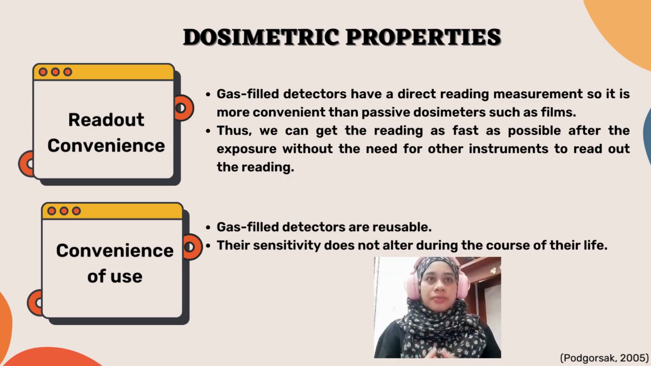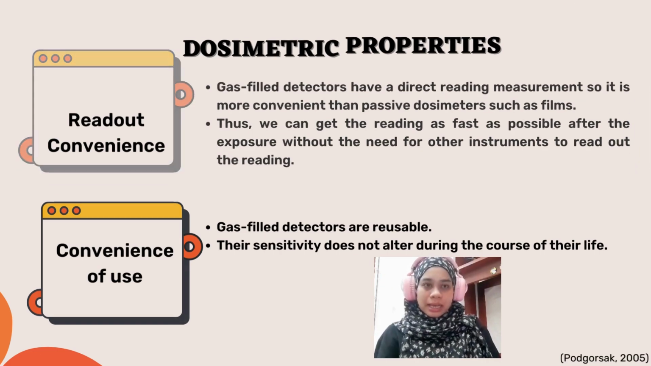6. Readout convenience. Gas field detectors have a direct reading measurement, so it is more convenient than passive dosimeters such as films. Thus, we can get the reading as fast as possible after exposure without the need for other instruments to read out the reading. Last but not least, convenience of use. Gas field detectors are reusable, means that it can be used again and again, and also their sensitivity does not change during the course of their life.